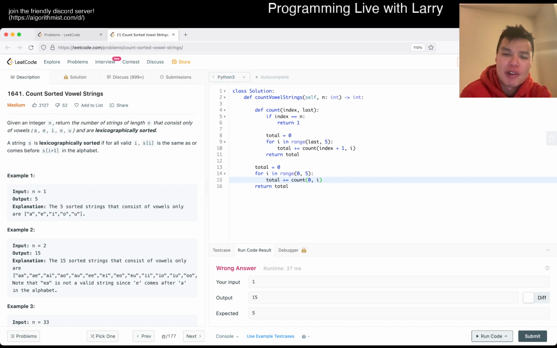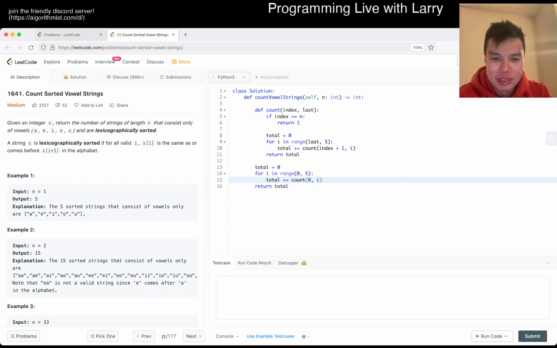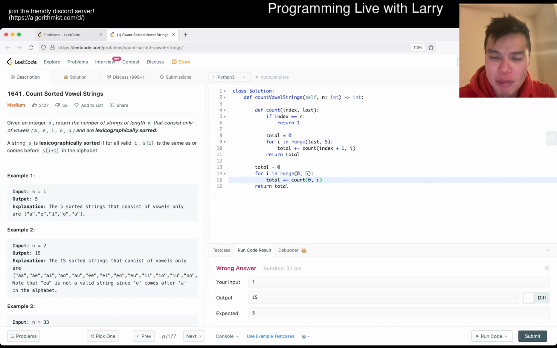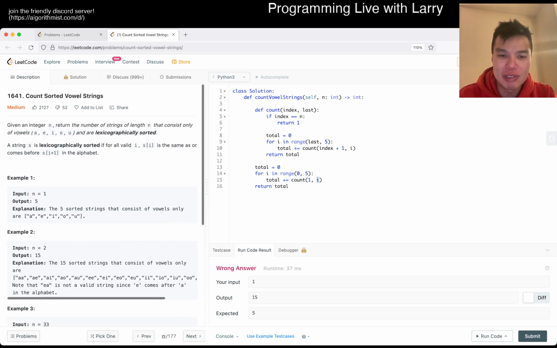Let's see. Did I just have an off by one? I think I just have an off by one, because I think for 2 we have 15. But why do I have off by one? Okay, yeah, because we should start at 1, assuming that the first character is already I, instead of starting from 0, where we don't have any character. So I think we should be good here.